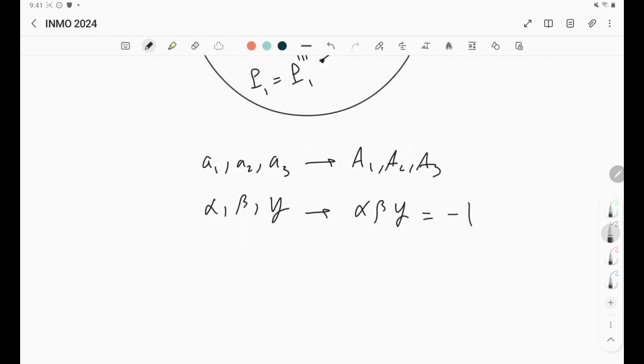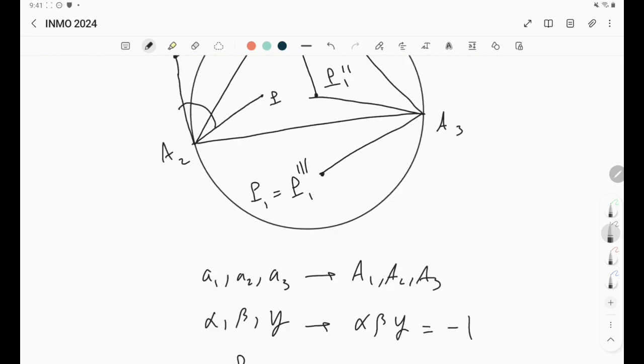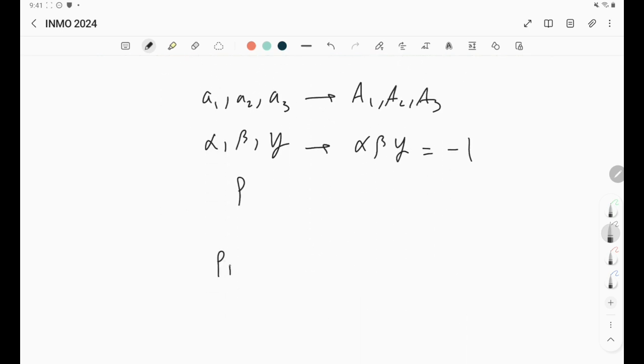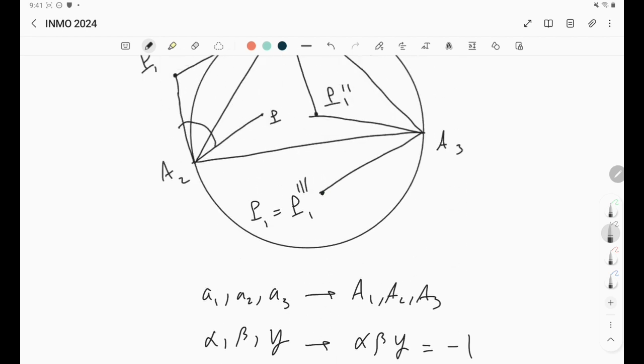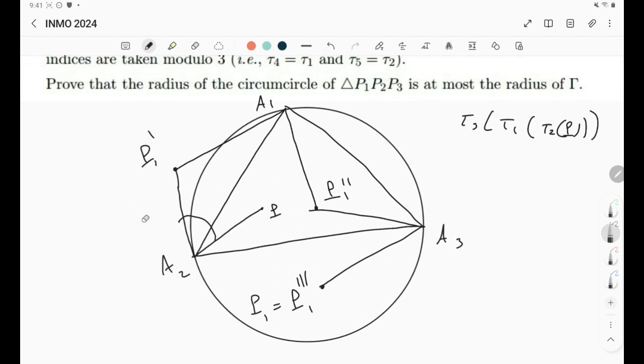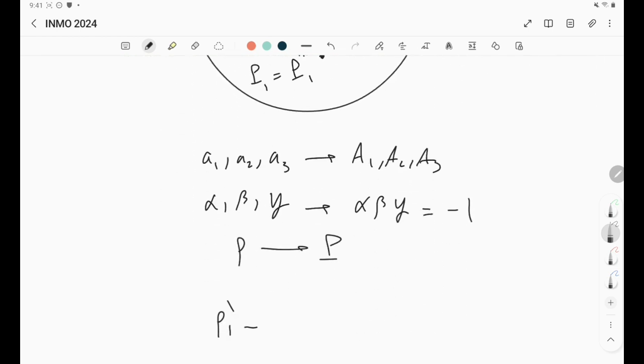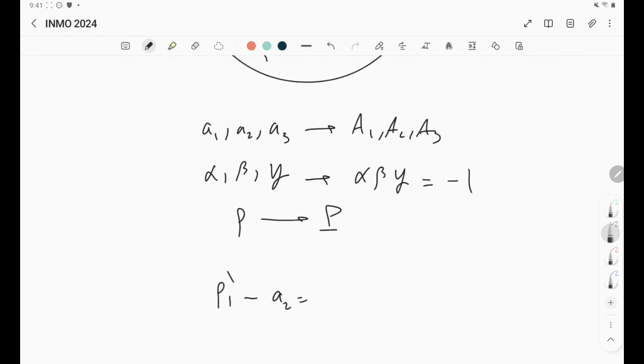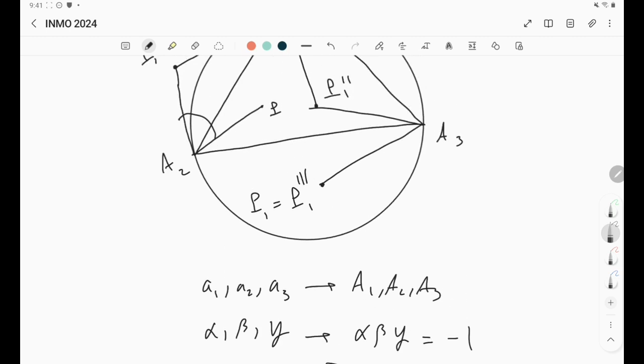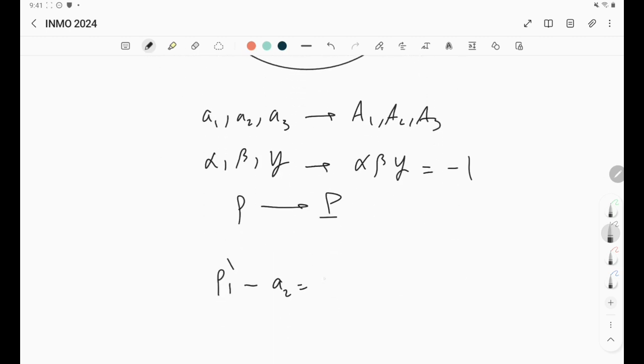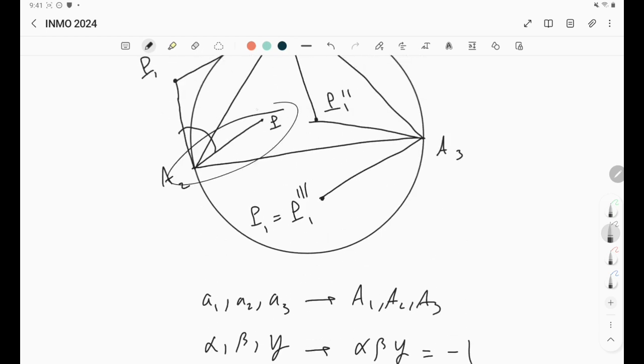Of course, we represent P by simple P. So let's first of all figure out P1 prime. So P1 prime minus A2, we're doing a rotation here, look. We're rotating this there. So that means this vector P1 prime minus A2 is going to be the rotation. What's the angle of rotation? It's just going to be the angle beta, times P minus A2.